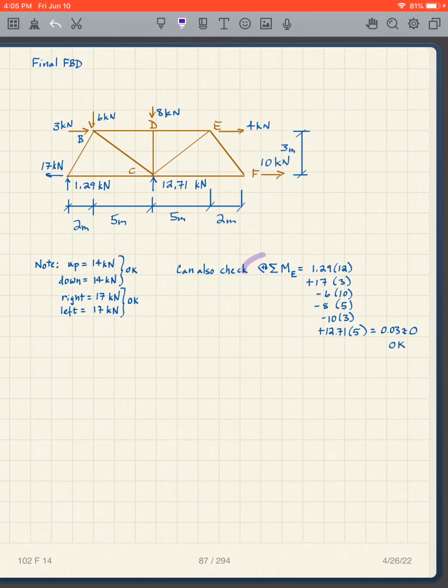So that's a check. I can also check by taking moments about point E. You can take a look at doing that. We have to do the same thing. We have to use the lines of action, and please double check that. But again, what we see in this particular case, we get 0.032, or no, it's 0.03, approximately 0, so we say it's okay. A little bit of round off, but that's okay.